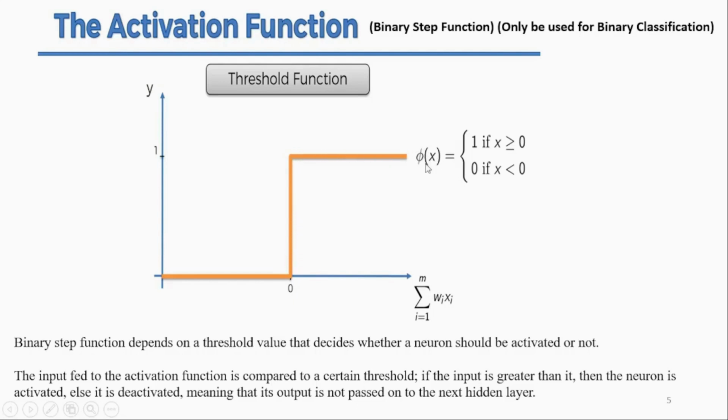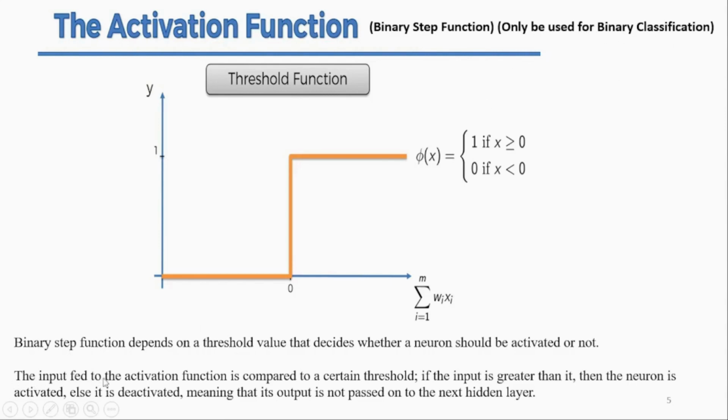So this is a simple activation threshold function: it gives 1 if x is greater than or equal to 0, meaning if the input value is greater than or equal to 0, the output is 1. If it is less than 0, the output is 0. If you look at this, the value is less than 0 up to this point, and then the value becomes greater than or equal to 0, and it gives me 1. Because it only gives one of two outputs, 0 or 1, we call it the threshold function or binary step function, and it is only used for binary classification.